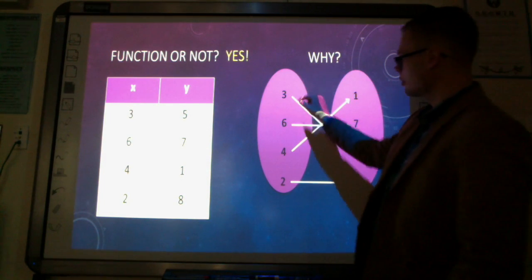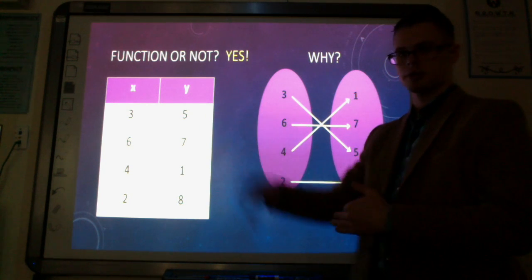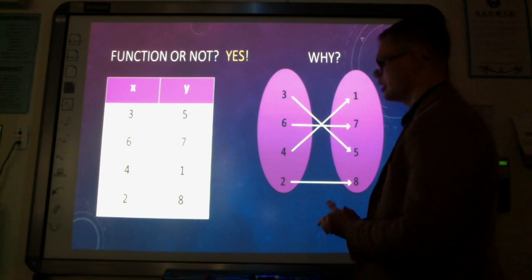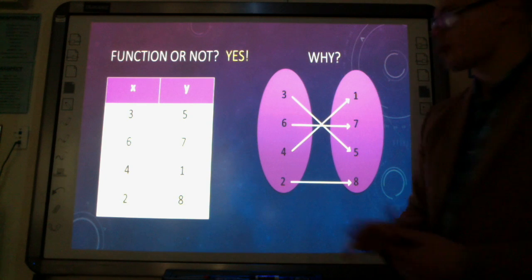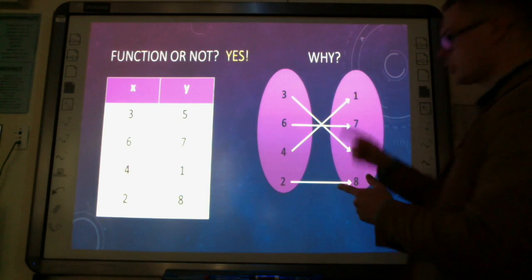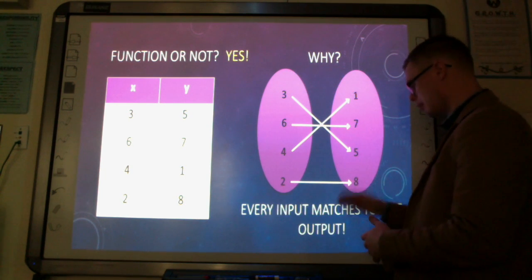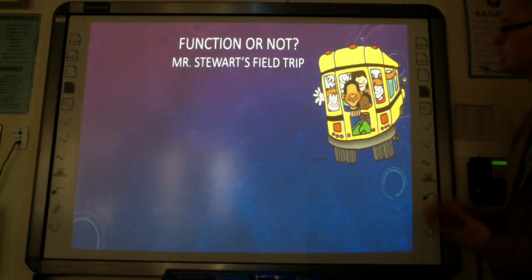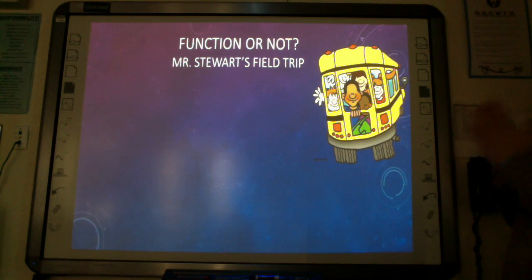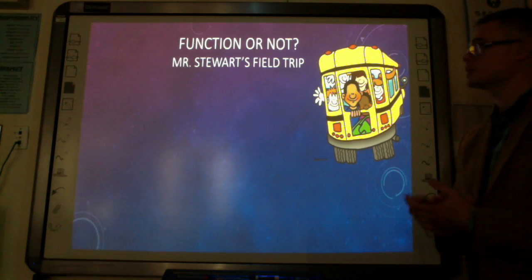There is no line coming from an input twice or more, okay? Only one line is coming from each of the inputs. Automatically, one input matched to one output, and that's great. It's a function. Every input matches to one output, okay? Function or not.